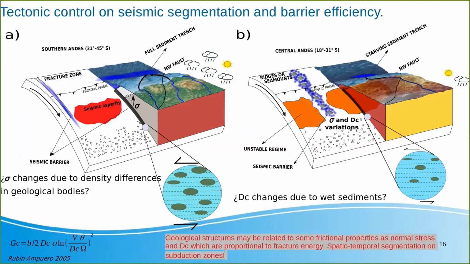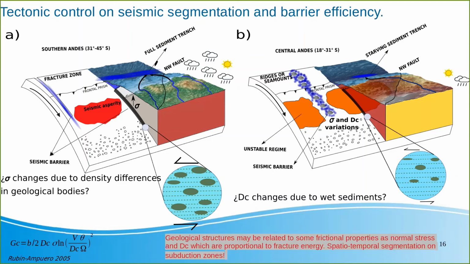So almost at the end of the talk, we make a review and we try to discuss how could be the tectonic control on seismic segmentation and barrier efficiency. Why? Because here, for example, we have two cases for the Southern Andes and the Central Andes. There is a basic idea, or basic observations of spatial correlation, that show that seismic asperities or rupture lengths tend to stop in places where we have high normal stresses, or where we have fracture zones, or where we have, for example, here a seismic change coming in the subducting plate, or when we have a starving sediment trench, we usually have small earthquakes, or when we have a full sediment trench, we have bigger earthquakes.